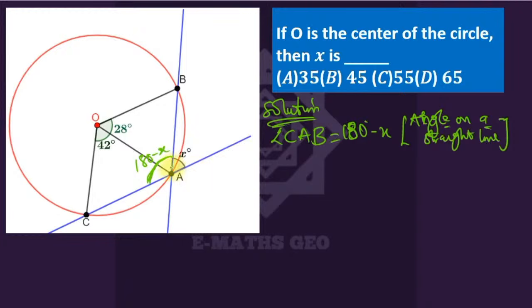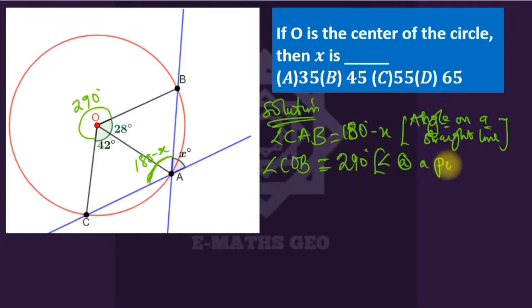So since we've gotten this, we can see that this is the central angle for this inscribed angle, 180 minus x. So if you add this, 28 plus 42 is 70. So this should be 290 to make it 360. So angle COB, that's for the major arc, is 290, angle at a point.